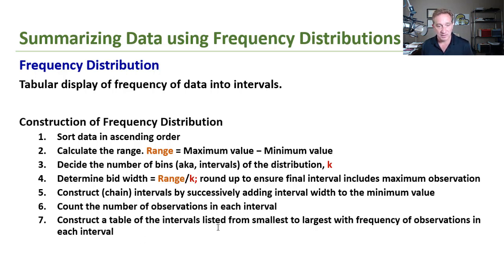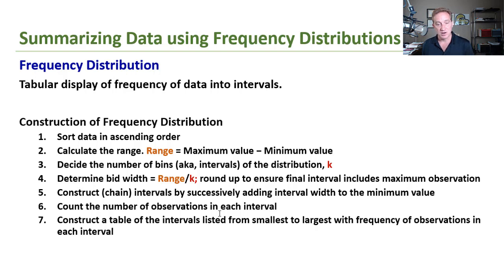So we pick the number of bins, the range is computed from the data, and that means there is a bin width associated with any number of bins, which is simply the range divided by the number of bins. And notice here a tip: we round up to ensure that the final interval or final bin will include the maximum observation. Then we chain the intervals by successively adding the interval width to the minimum value.